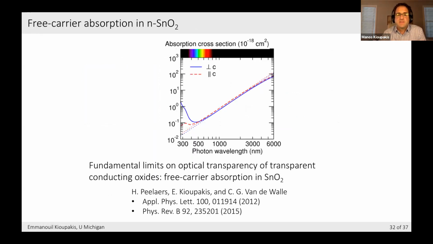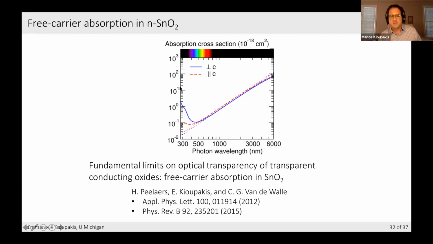So what's the transparency limit? We did this work with Hartwig Peelaers and the group of Chris Van de Walle, and we found the fundamental limits to the optical transparency of these materials. For example, again, we find the absorption cross-section is a function of wavelength, and you see some trends. This is not exponential, it's a polynomial function of the wavelength, the third power of the photon wavelength.